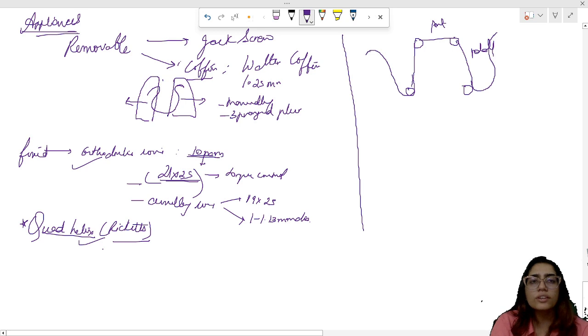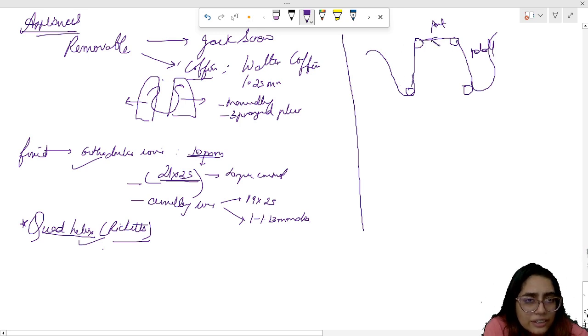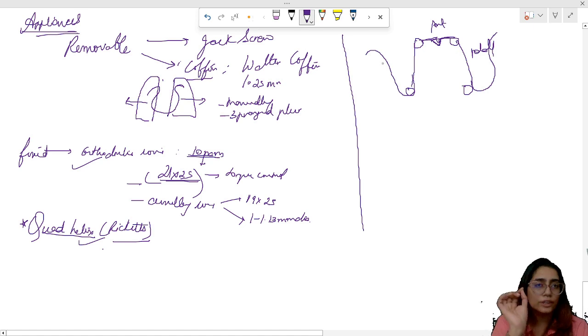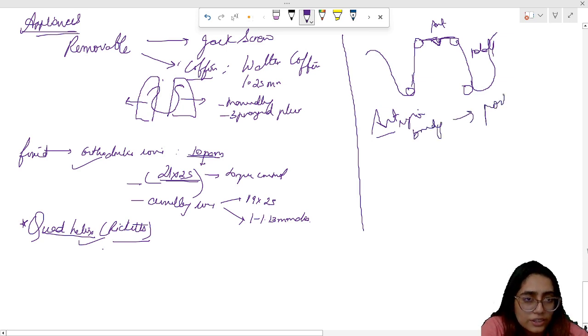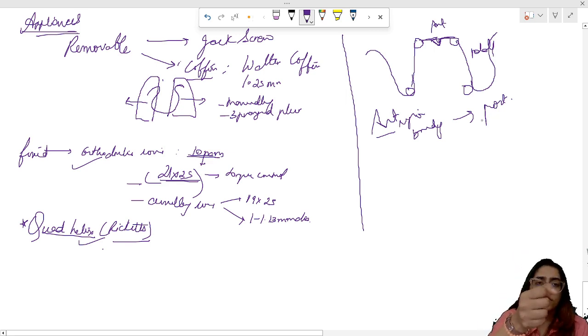So now if we talk about the expansion, if we activate the anterior region over here, it will cause flaring of the posterior arms. So therefore, it might be confusing, but it is important to remember, activation in the anterior region or the anterior bridge will cause expansion of the posterior region. So if you want to expand the posterior areas, you will activate the anterior bridge. Either you can de-cement and do it manually, or you can use the 3-pronged pliers.